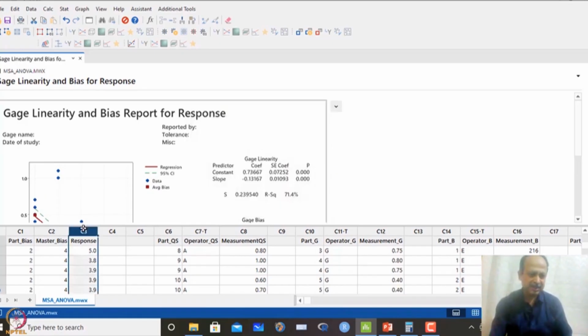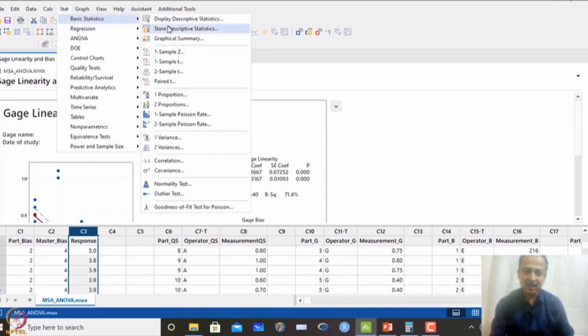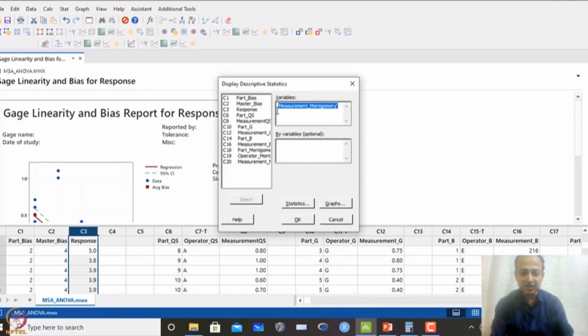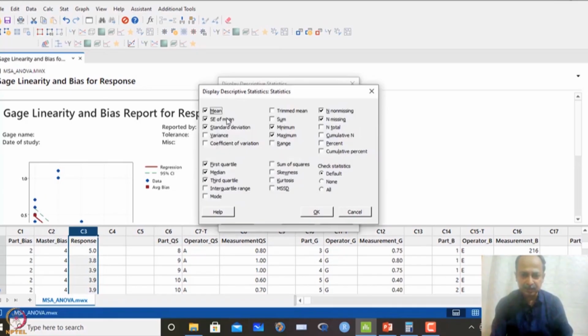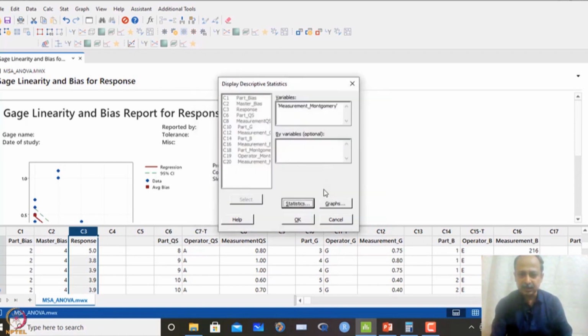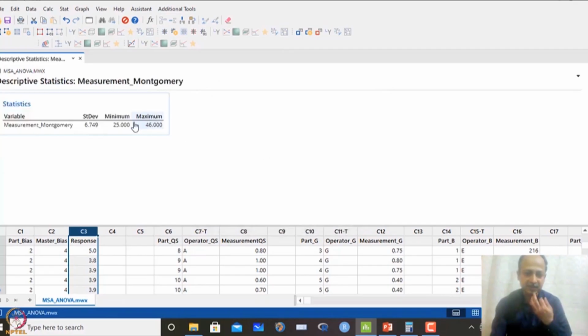So, this is the response taken from the process only, that means the range of values is taken from the process. We can say that this is the part variation. So, we can just see what the variability is, the standard deviation of this. In Statistics, we do not want all the information, we need only the standard deviation information. So, we will eliminate all other options, click OK, and try to see whether this information can be used.